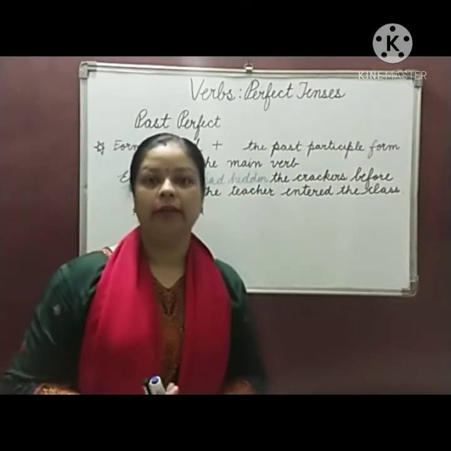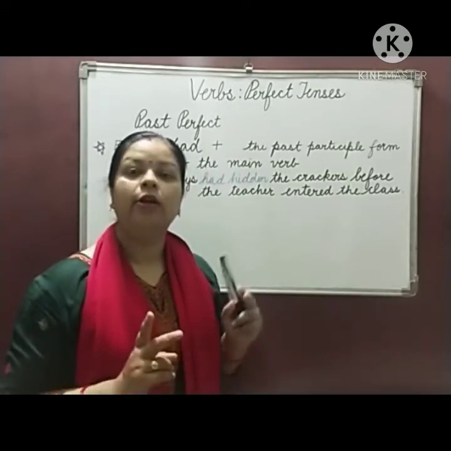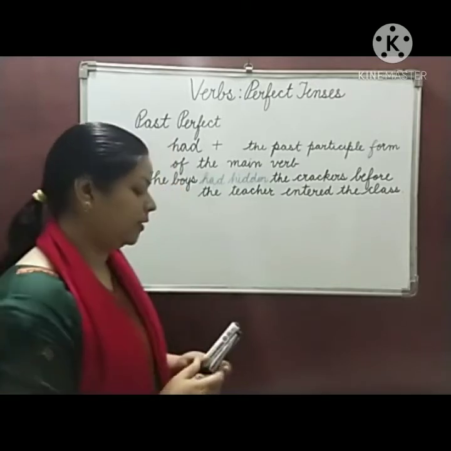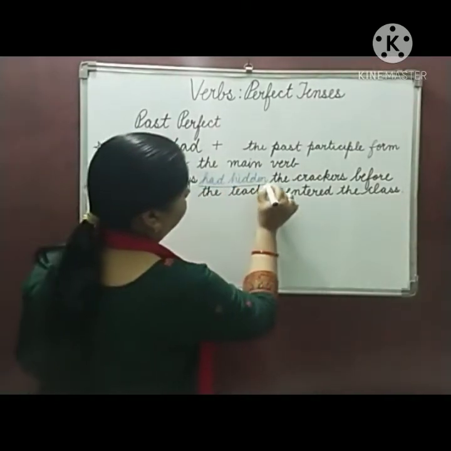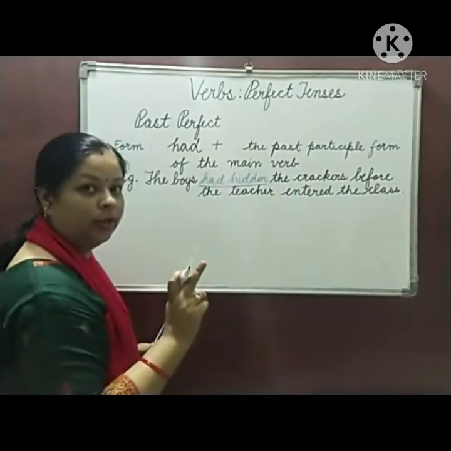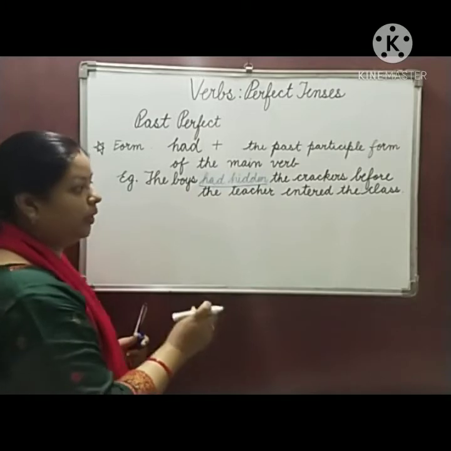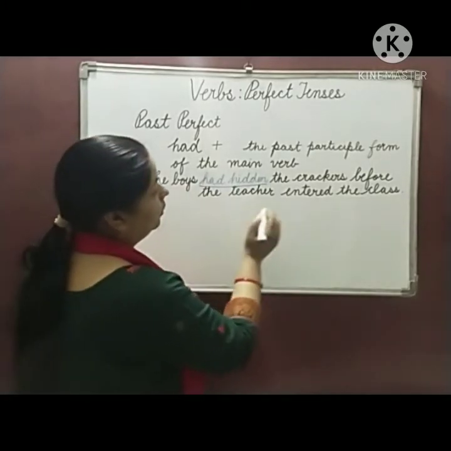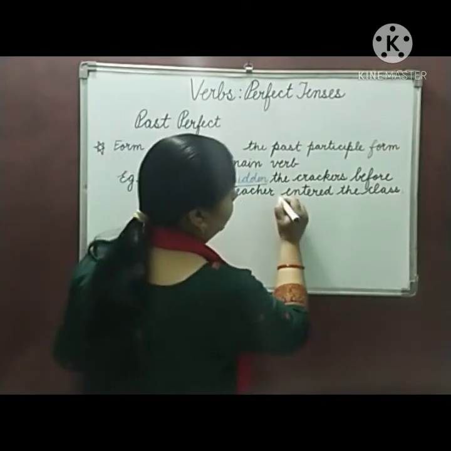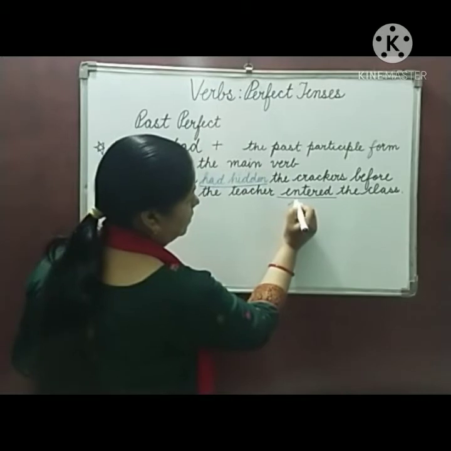Now one more thing in this particular example that we should notice is there are two actions showing in this sentence. Let us see which one. The boys had hidden. This is the first action that happened earlier before the second action took place. What is the second action, children? In this example, before the teacher entered the class. So what is this? This is simple past tense.